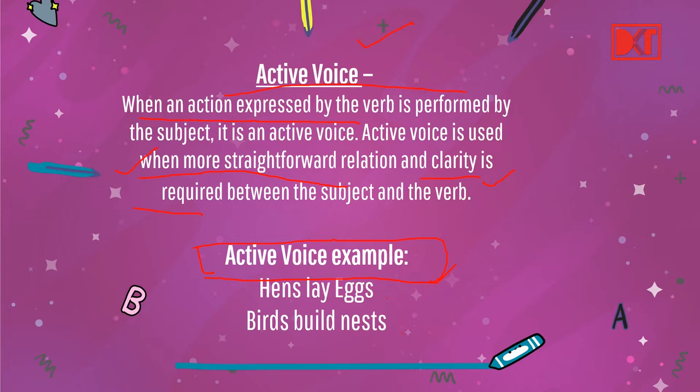फॉर द टाइम बीइंग एक्टिव वॉइस के एग्जाम्पल यू सी हियर, hens lay eggs, birds build nests. मैंने बहुत ही सिंपल एग्जाम्पल्स लिए हैं आपके लिए. Hens lay eggs, क्या है यहाँ पे सब्जेक्ट, hens. यहाँ पे सेकंड सेंटेंस में सब्जेक्ट birds. What are they doing? Hens are doing the action of laying eggs. What are birds doing? Birds are doing the action of building nests. Pretty easy, right? So these become active voices. Kyun? Kyunki yahan pe jo subject hai wo active hai. How? Because the subject is performing these actions. All right. That's for the active voice.